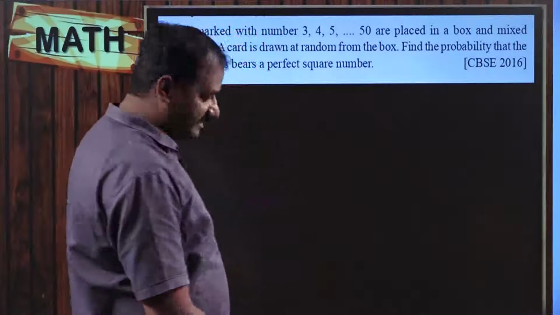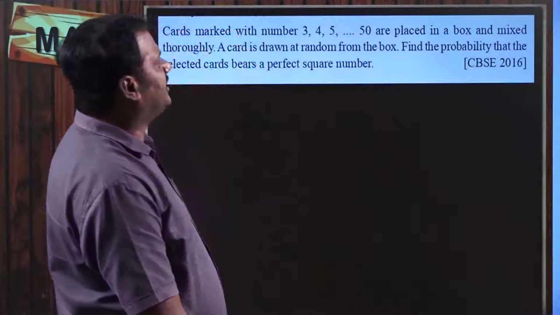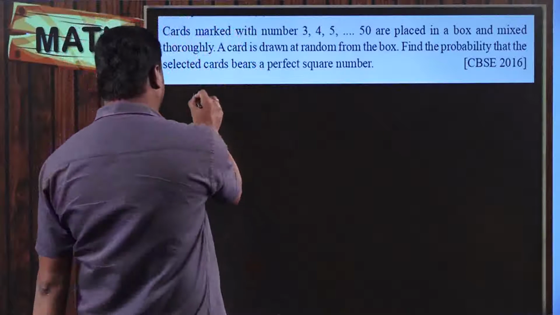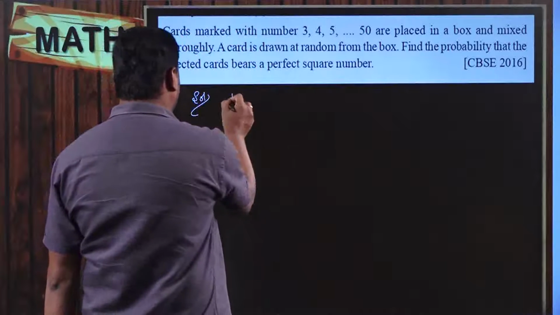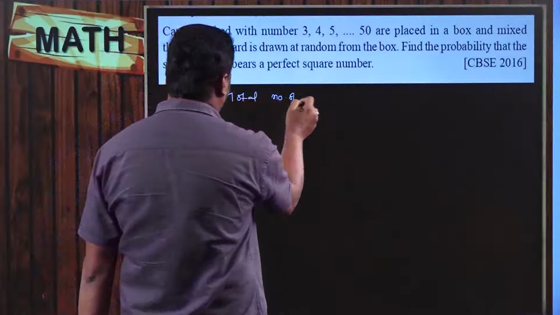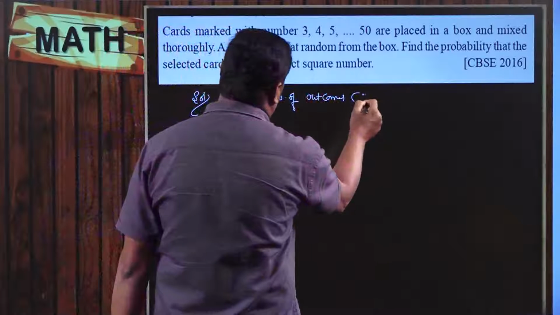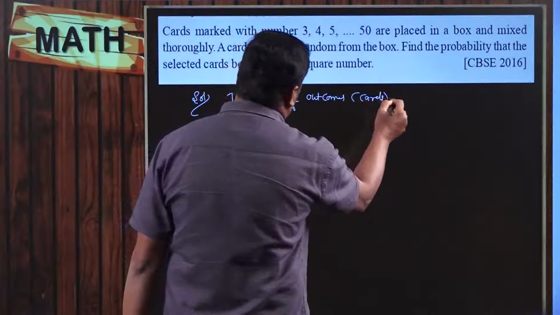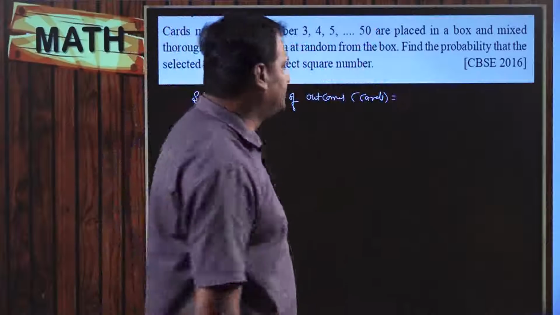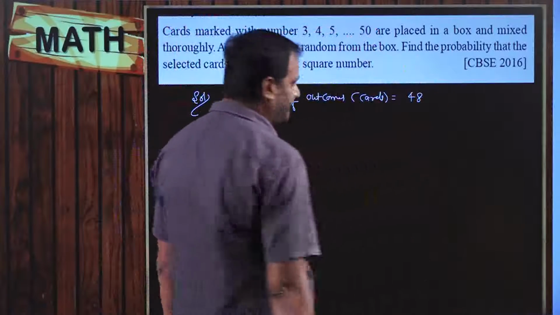Here the next problem is cards marked with numbers 3, 4, 5 and so on up to 50. So how many number of cards are there? Now I am going to write. So total number of cards, otherwise total number of outcomes. Total number of outcomes are nothing but total number of cards. It is going to be up to 50, but 1 and 2 are not there. So 50 minus 2 is equal to 48 number of cards are there.